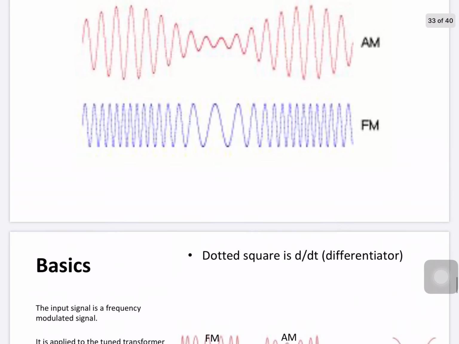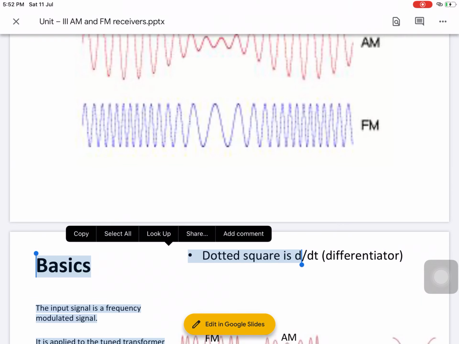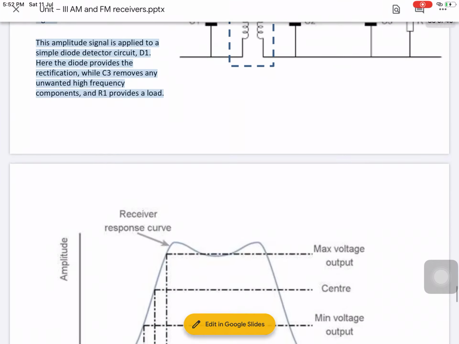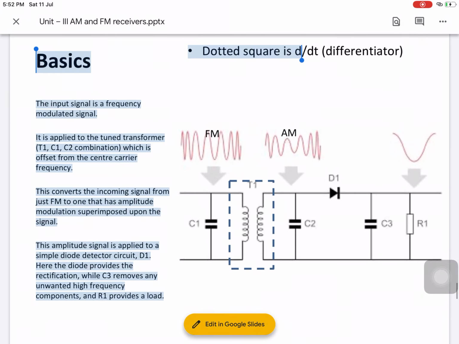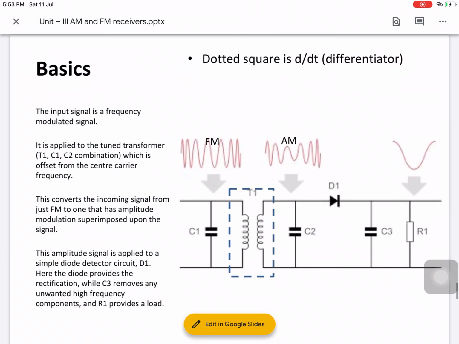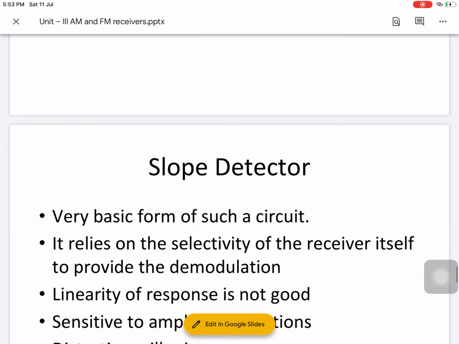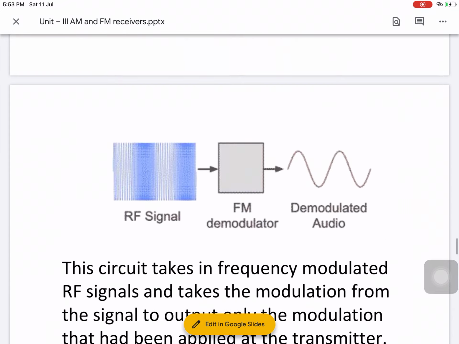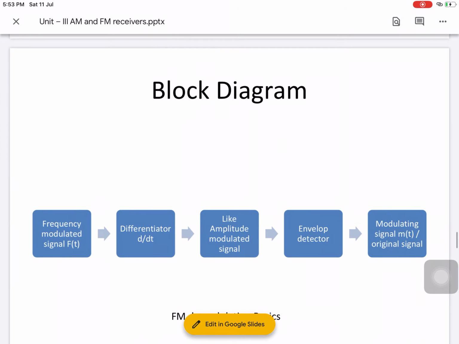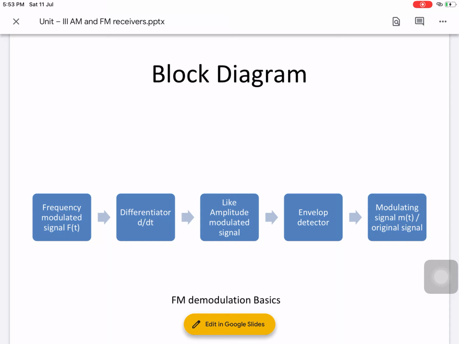So how can we detect this frequency modulated signal? For that, let us go to the next slide. This is the circuit, where the frequency modulated signal is given as an input to a differentiator, as I explained in the basics of the block diagram of frequency demodulation.